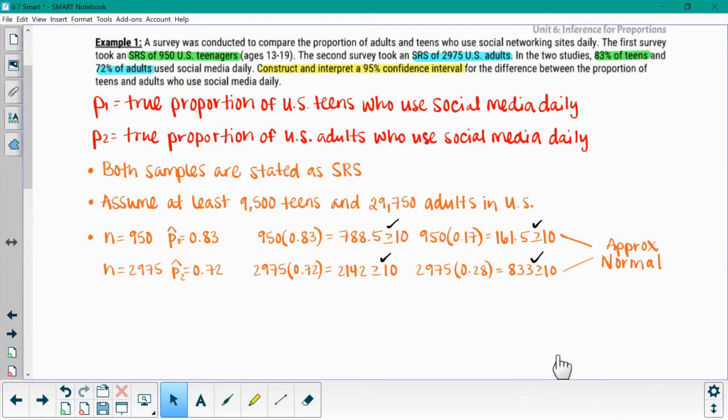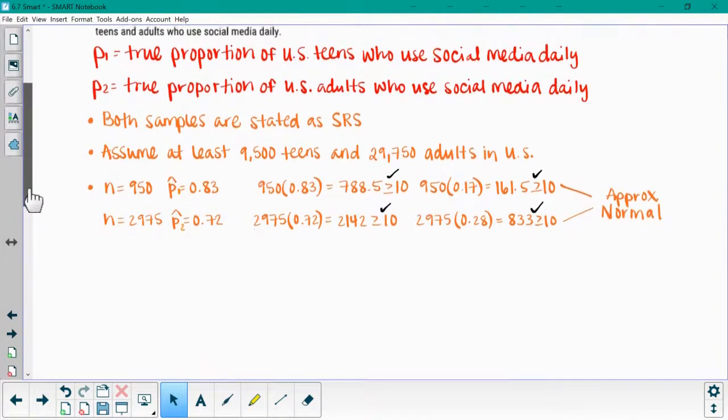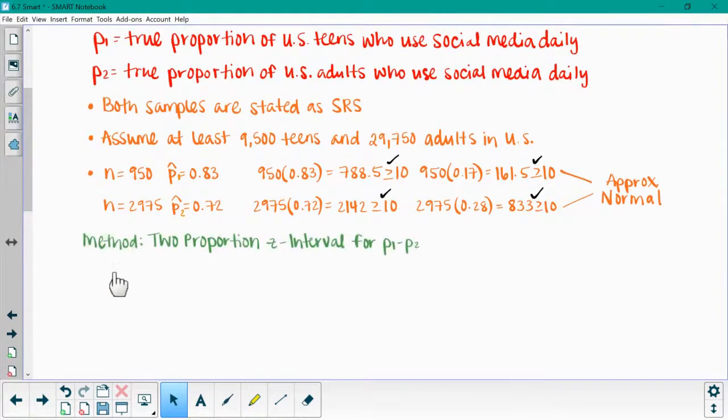All conditions are satisfied, so I'm going to go full steam ahead on our interval, but let's name it first. I'm doing a 2 proportion z interval for p1 minus p2. And again, you can do p2 minus p1. You're going to receive a similar interval, you just will have the opposite sign. But they will match your answer to how you describe the calculated difference. So make sure you don't halfway through switch it up on them.